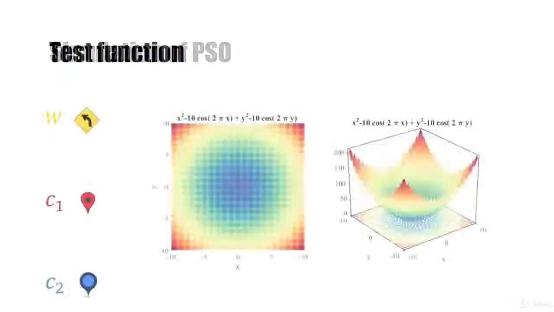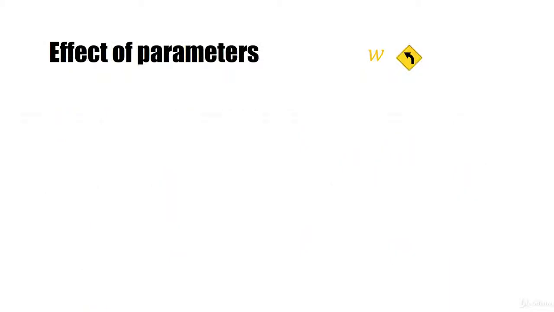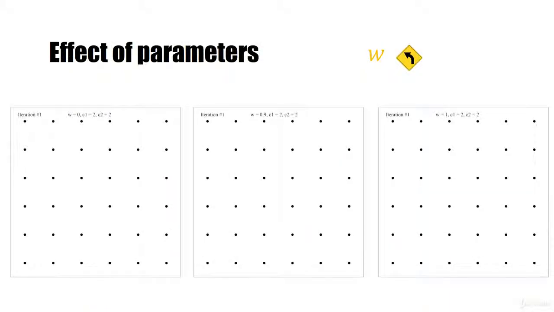Let's do some more experiments now to see the impact of the controlling parameters on the performance of the particle swarm optimization algorithm. In all experiments, we'll be using this test function now. It is a multimodal test function, and the global optimum is located at the origin. In this experiment, the initial weight is changed. In the left figure, the initial weight is 0. In the middle figure, it linearly changes from 0.9 to 0.4. And in the right figure, the initial weight is always equal to 1. Let's run this experiment to see how the particles move.